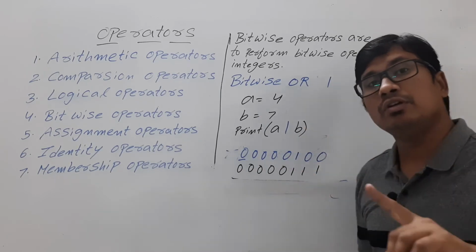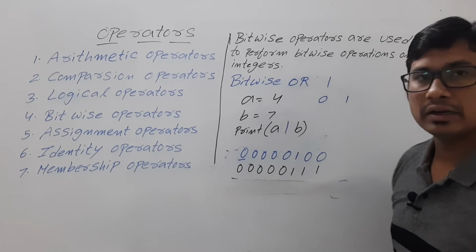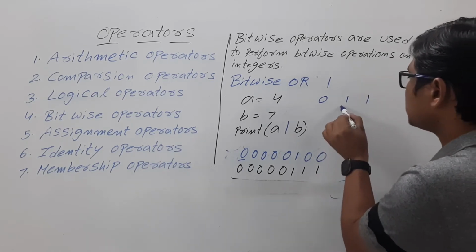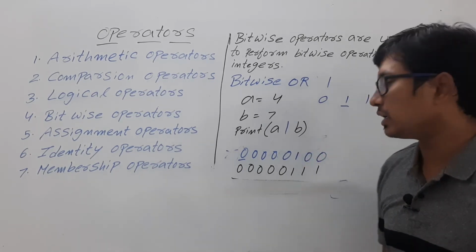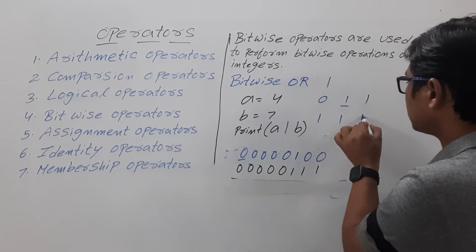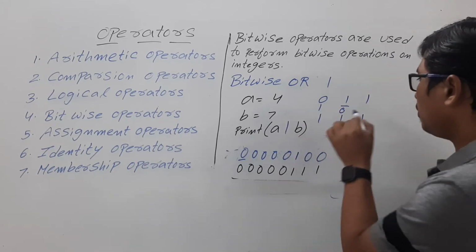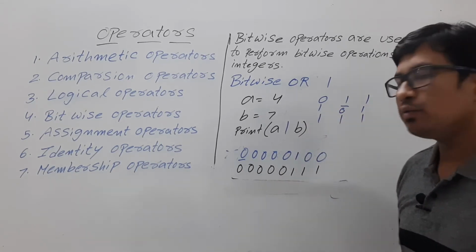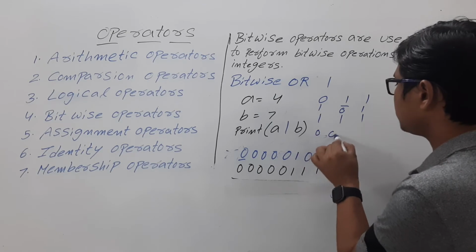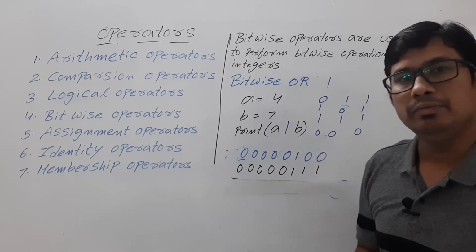If any one of the inputs is 1, suppose you have 0 and 1, the output will be 1 because any one of the inputs is 1. Even if both the inputs are 1, the result will be 1. So 0 1 will be 1, 1 0 will be 1, 1 1 the output will be 1. If it is 0 0, the output will be 0. So this is the truth table of the OR.